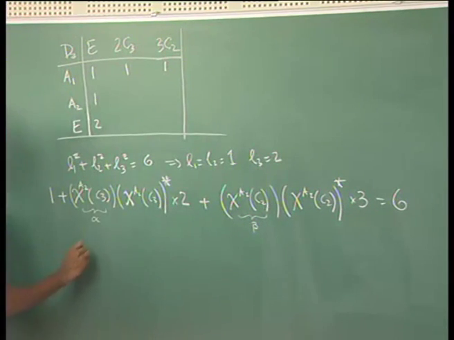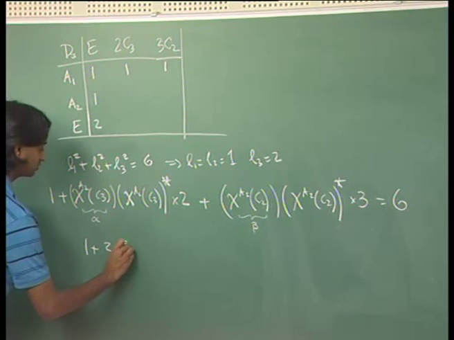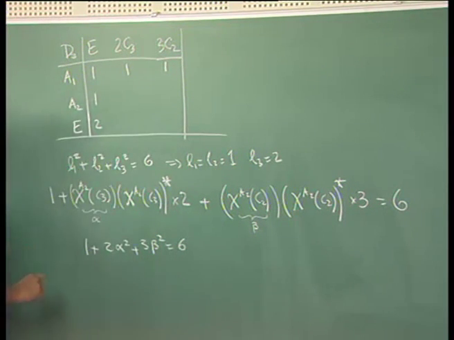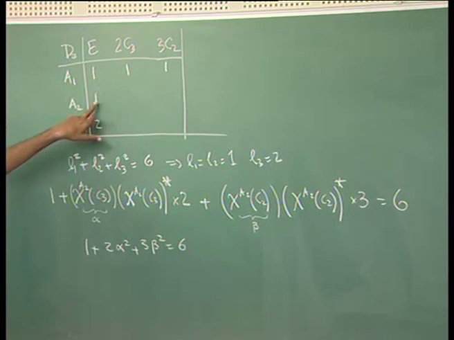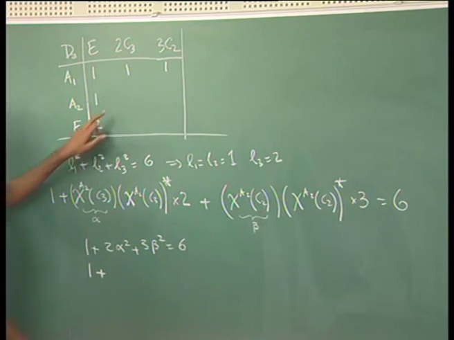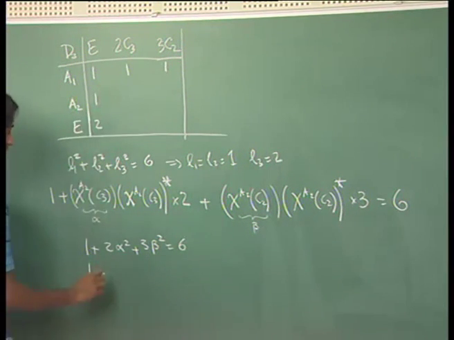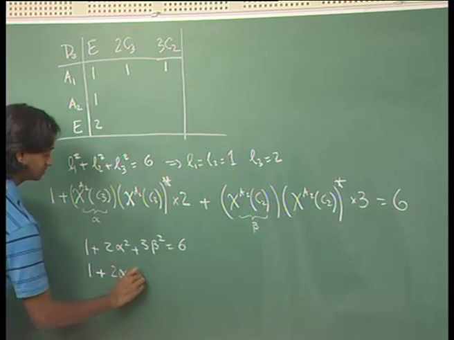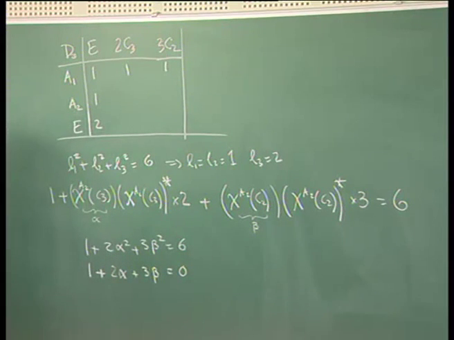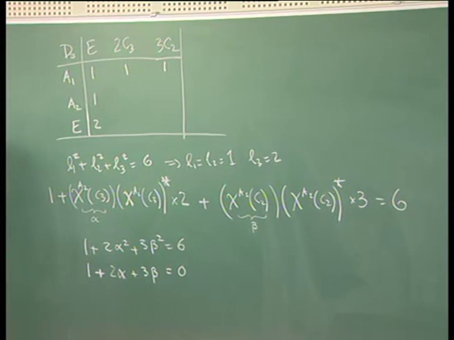Okay. So, then you will say 1 plus 2 alpha square plus 3 beta square equal to 6. Similarly, it should be orthogonal to this. So, I take the dot product of these two. Okay. So, this will be 1 plus, now I will get alpha into 1, and this will be multiplied by a factor of 2. So, 2 alpha plus 3 beta equal to 0.